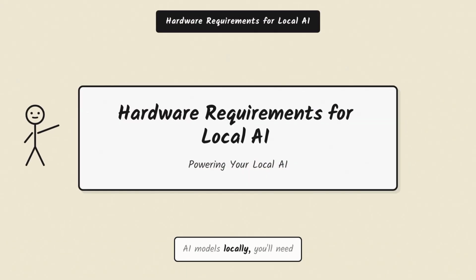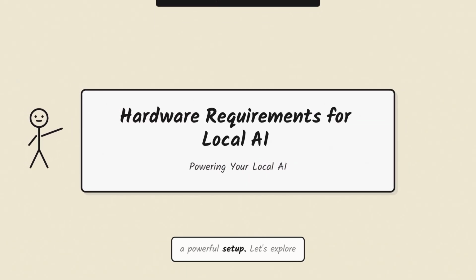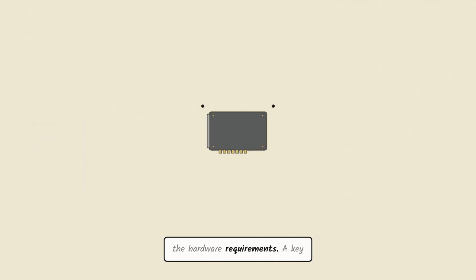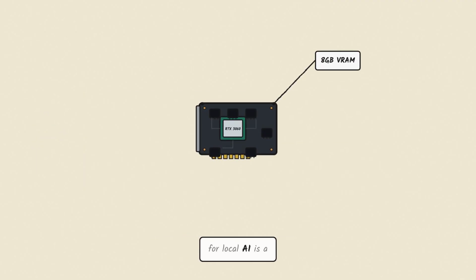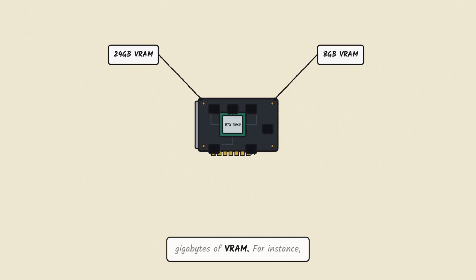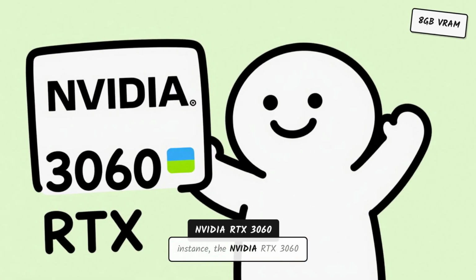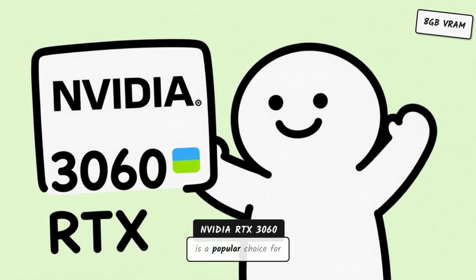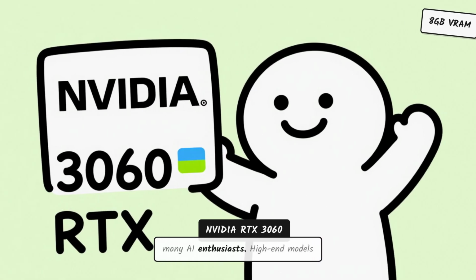To run AI models locally, you'll need a powerful setup. Let's explore the hardware requirements. A key component for local AI is a GPU with 8 to 24 gigabytes of VRAM. For instance, the NVIDIA RTX 3060 is a popular choice for many AI enthusiasts.